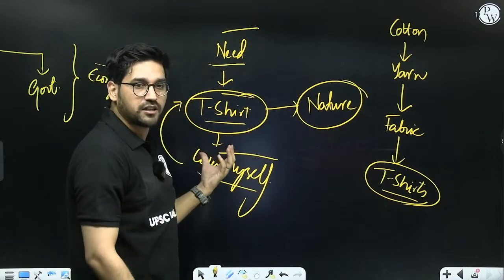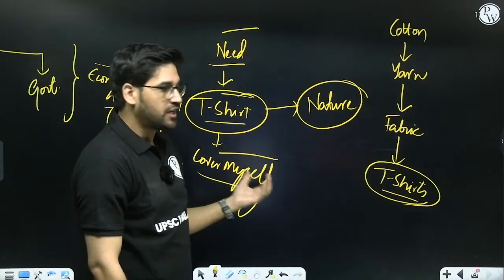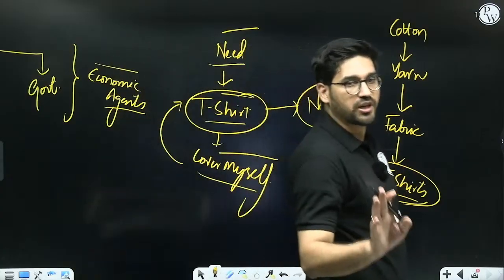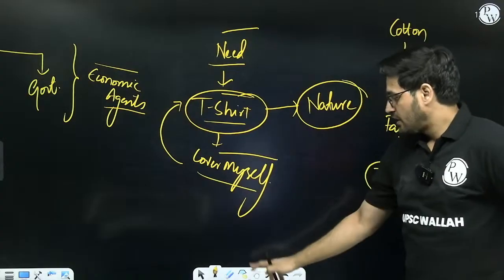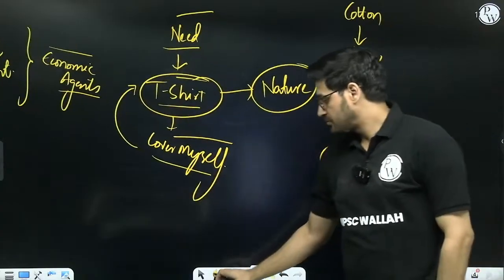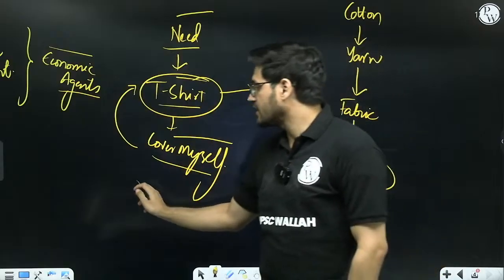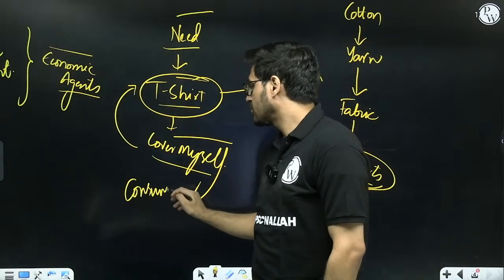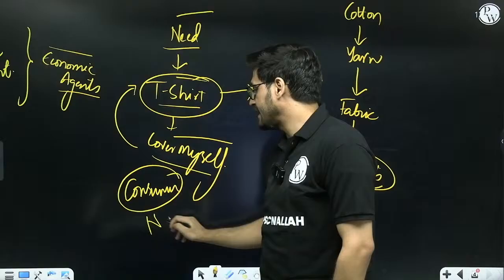One aspect is called consumption, the other aspect is called production. What is consumption? Consumption is that consumers will have needs and wants.